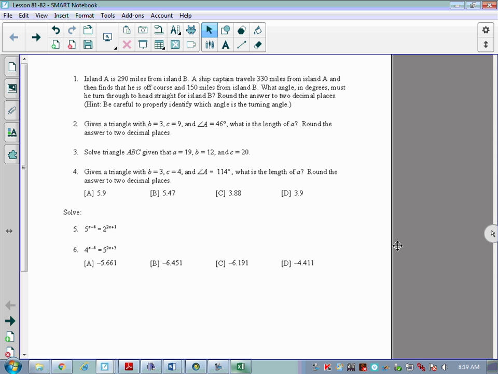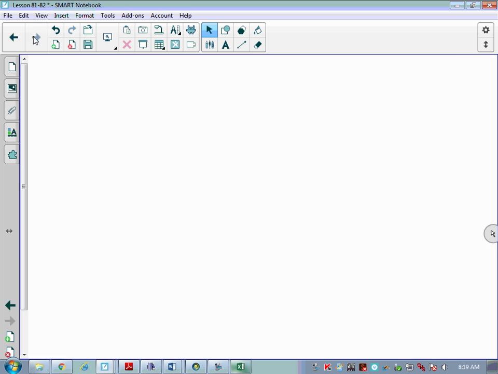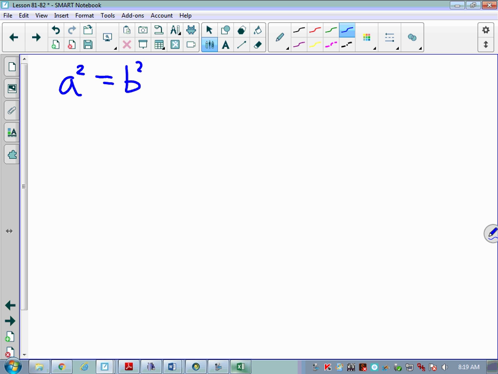So as a refresher, it's the same equation, but they do it 3 times. So for instance, we would get a squared equals b squared plus c squared minus 2bc cosine a.